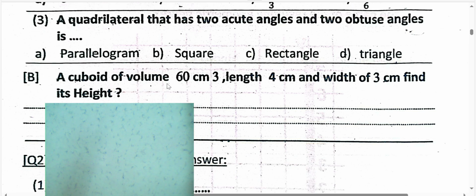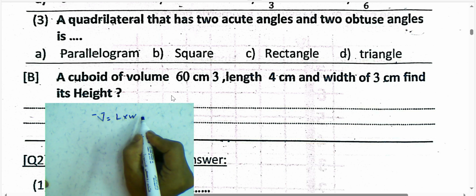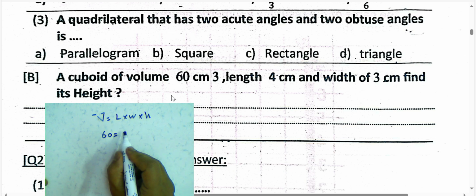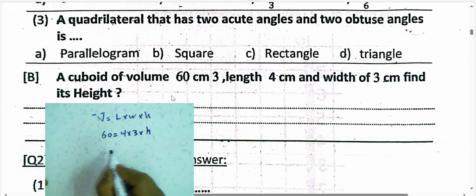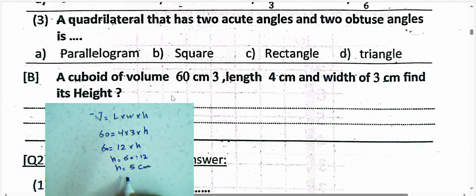Letter B. Cuboid volume 60 cubic centimeters, length 4 centimeters and width 3 centimeters. Find its height. We know the volume equals length times width times height. The volume was 60, the length 4 centimeters, the width 3 centimeters, and the height we don't know. Then 60 equals 3 times 4, which is 12, times height. 12 times height equals 60. Then the height equals 60 divided by 12, which equals 5. Then the result will be 5 centimeters.